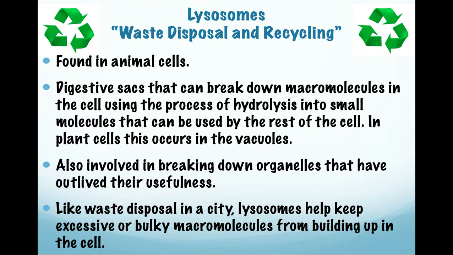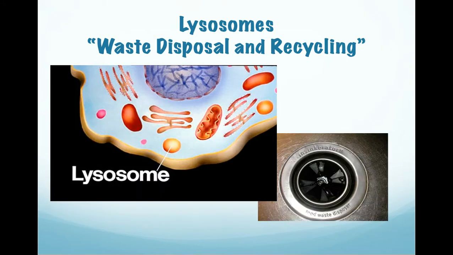Lysosomes are found in animal cells. They are like the recycling plants. They break down the big macromolecules into something that can be used, or they just completely digest it if it is taking up too much room. It keeps too much extra stuff, or that big bulky stuff, from building up in the cell. And basically, I think they look kind of like a gumball. They're just a little round ball-like sac or structure in the cell.